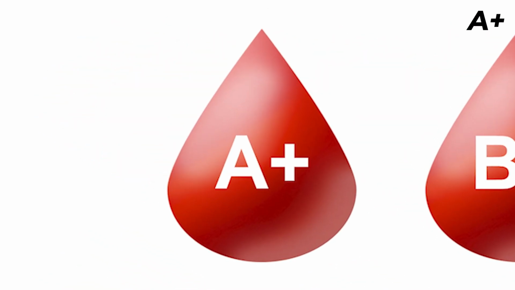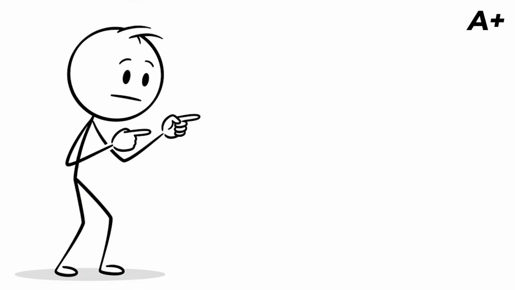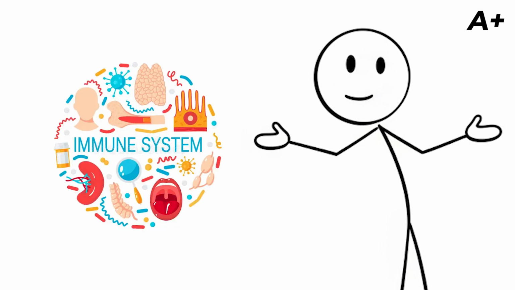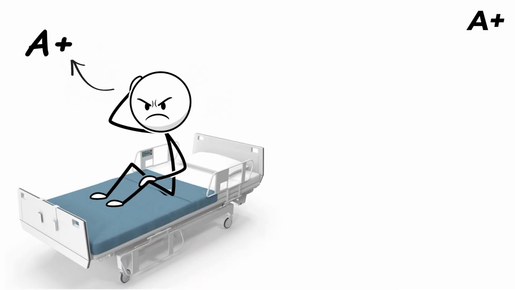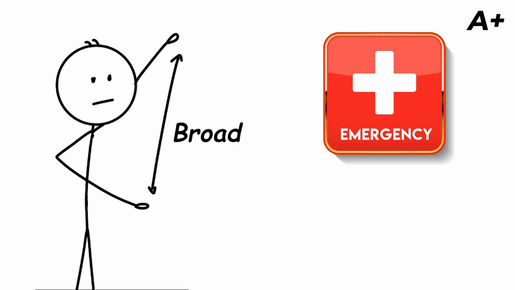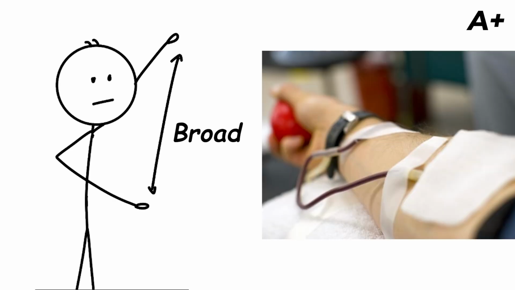A-positive comes next, present in nearly 30% of the population. Its identity: the presence of A antigens plus the Rh factor. These surface proteins help the immune system recognize self from foreign cells, and people with A positive can receive blood from A positive and O positive donors, giving hospitals a broad supply pool.